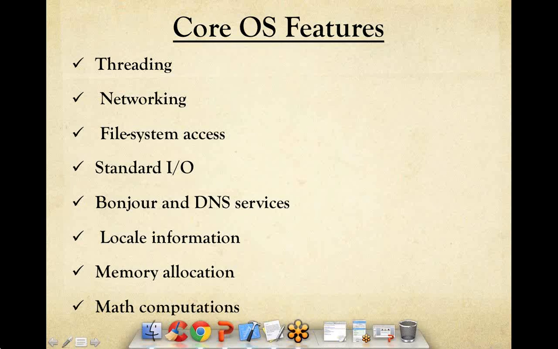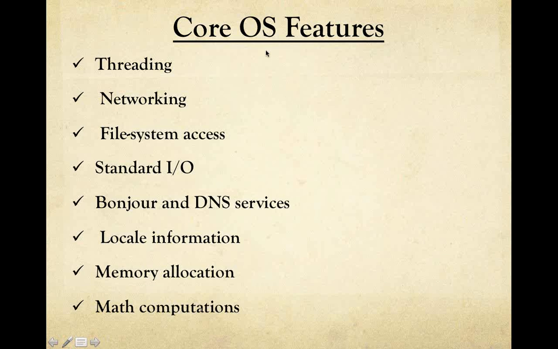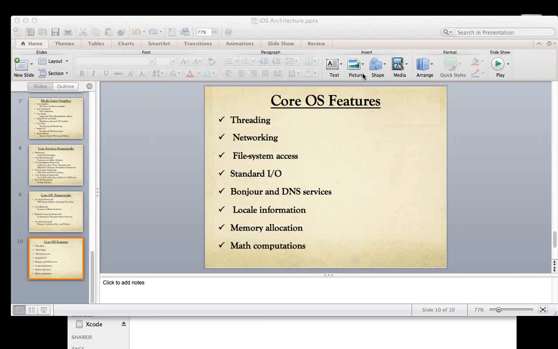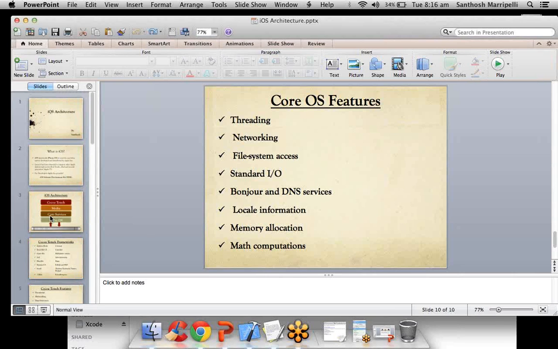So next, local information, memory allocations, and mathematical computations, all these will be managed by this CoreOS framework, CoreOS layer. So this is the basic introduction of the iOS architecture, right?